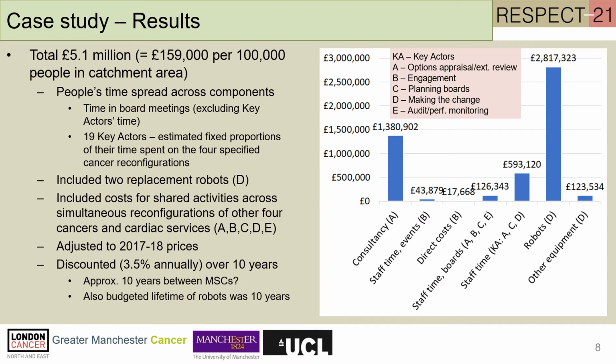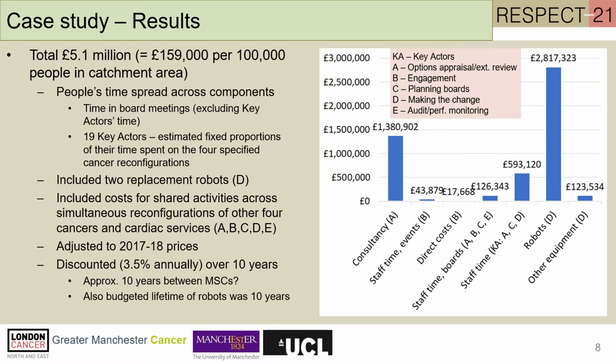So the results of our cost analysis are that the total cost over this approximately 4-year period was £5.1 million over a catchment area of 3.2 million people in that corner of London. The 5 components that we had from the framework helped us to identify costs and helped in our discussions with people that we were collecting the information from. We discovered that people's time actually ended up being spread across components and we couldn't really separate that out.